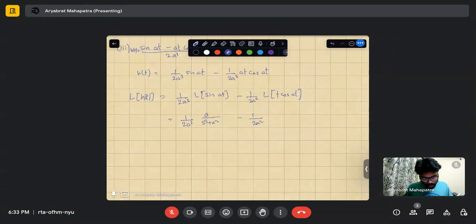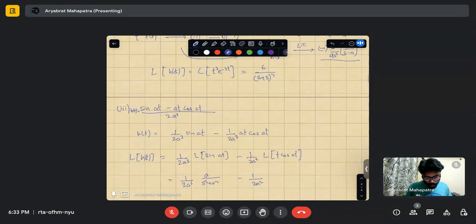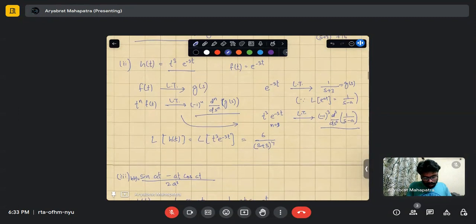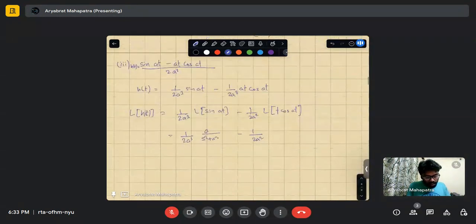Again, here what you can do, first, when you do the Laplace transform of t cos at, you are again using the same property which we just did for t cube exponential of minus 3t. So you have to use this result right here. Here n is 1, because we have only t multiplied. If there would have been t cube or t square, then other higher order derivatives would have been used. If it would have been t square cos at, then we would have been using d square over ds square. But now only t is multiplied.